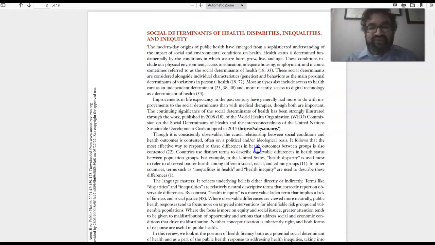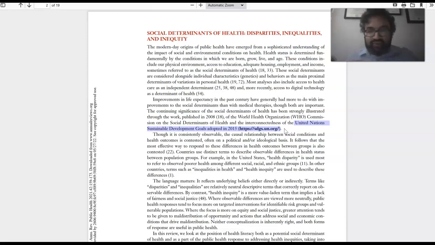I also wanted to focus on the fact that the authors did mention not only the framework, this main social determinants of health framework, the World Health Organization commission that created this, but they also had a reference to the United Nations Sustainable Development Goals adopted in 2015. There are 17 of them. You should be able to immediately know in your head that certain numbers correspond to certain goals.